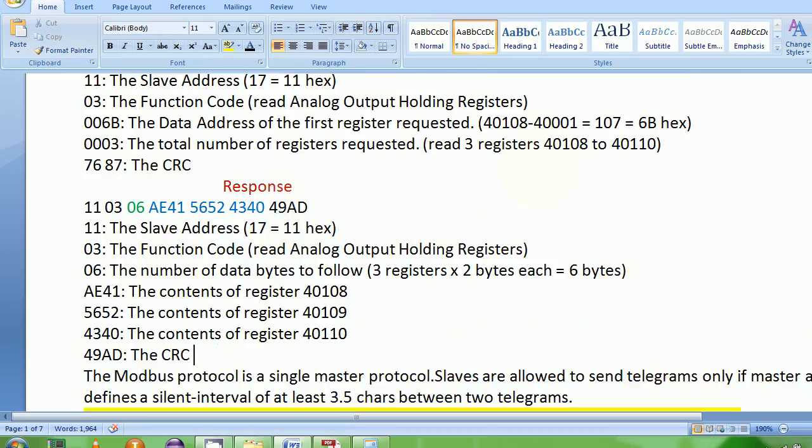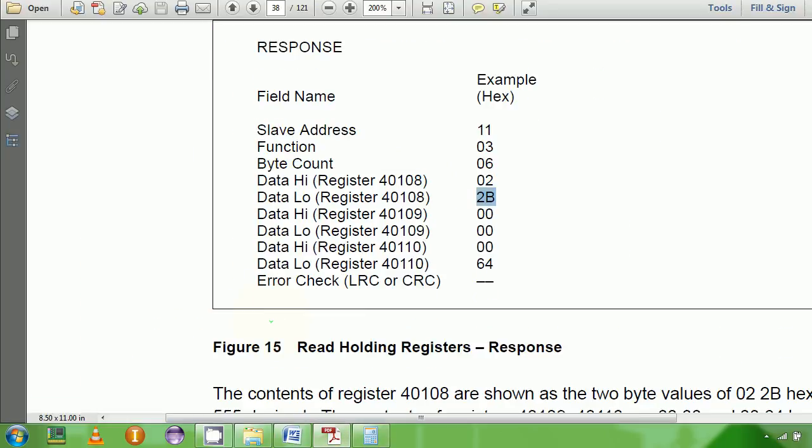So this is the value. This is better, I think. So this is a higher byte of 40108, 02, and then 02B, and then 40109. This is a 16-bit memory address.